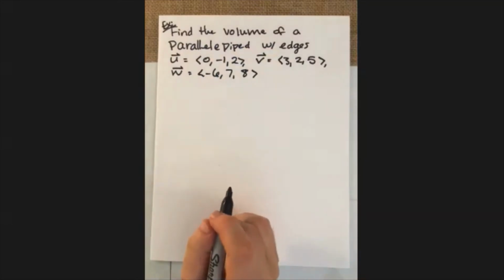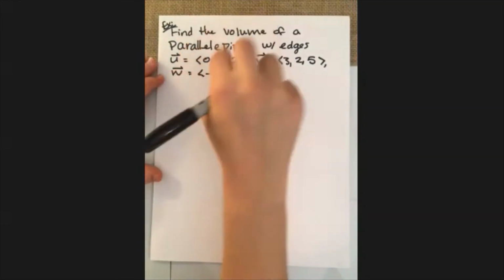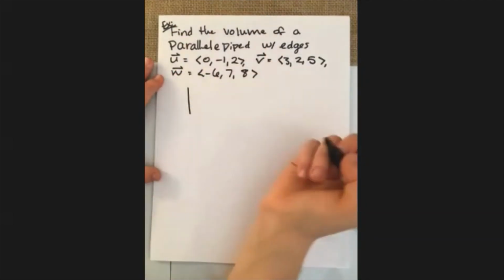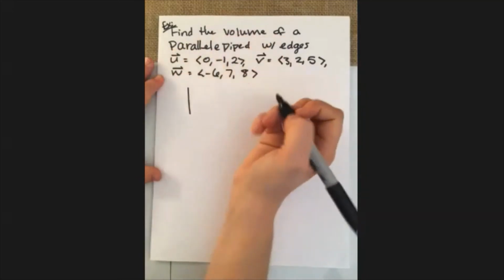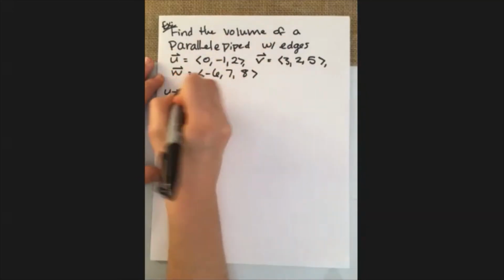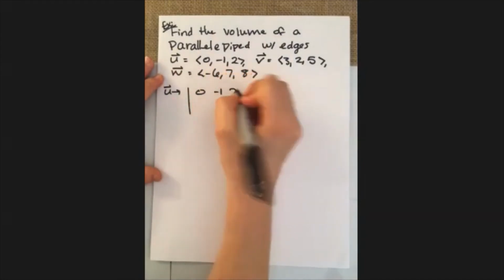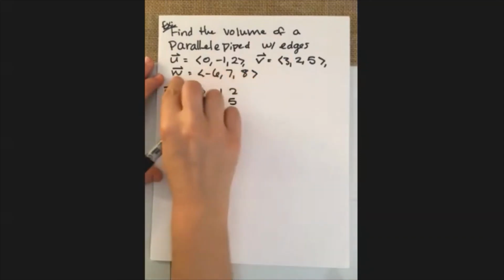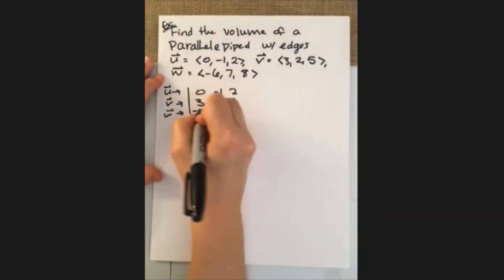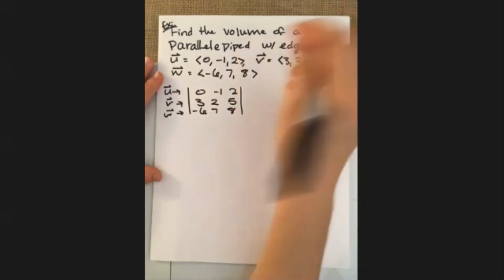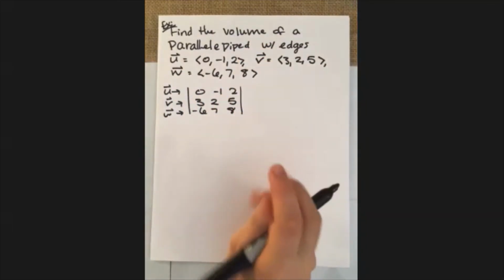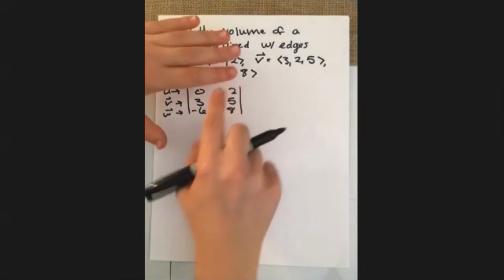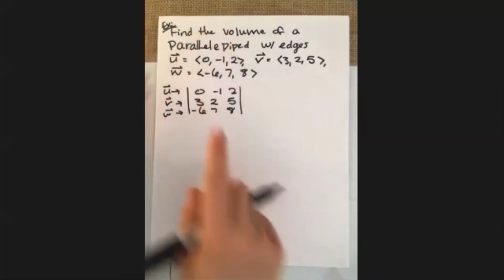Okay, so in this, same idea as before. We just take these three vectors, stack them into our determinant bars here, and then we'll take the determinant, and the number we get is going to be the volume of that parallelepiped. So u goes into the first row, 0, -1, 2. v goes into the second row, 3, 2, 5. And then w goes into our third row, -6, 7, and 8. And we're going to take the determinant following the same rule that we did last time, where we go through each one of these and use them as the coefficients on the determinants of what's left over when we cross out their row and column.